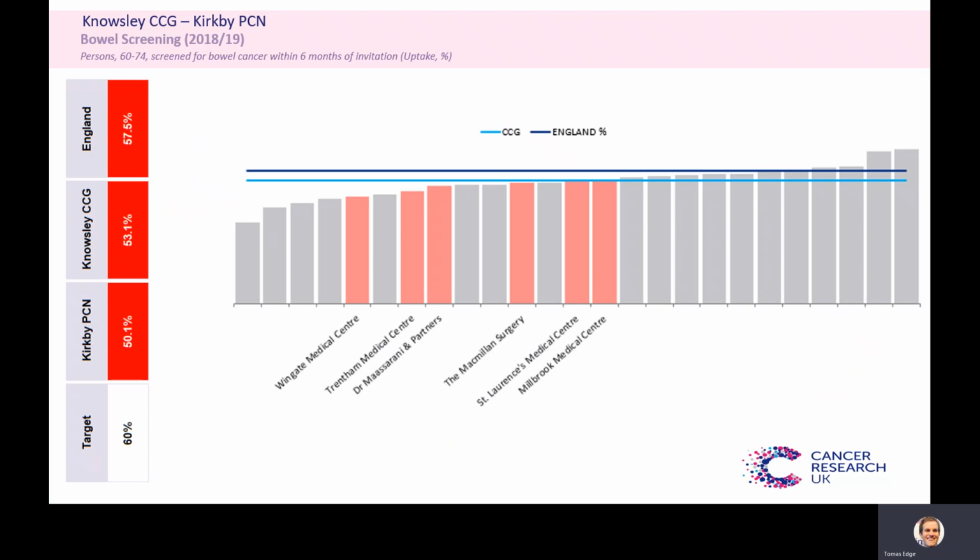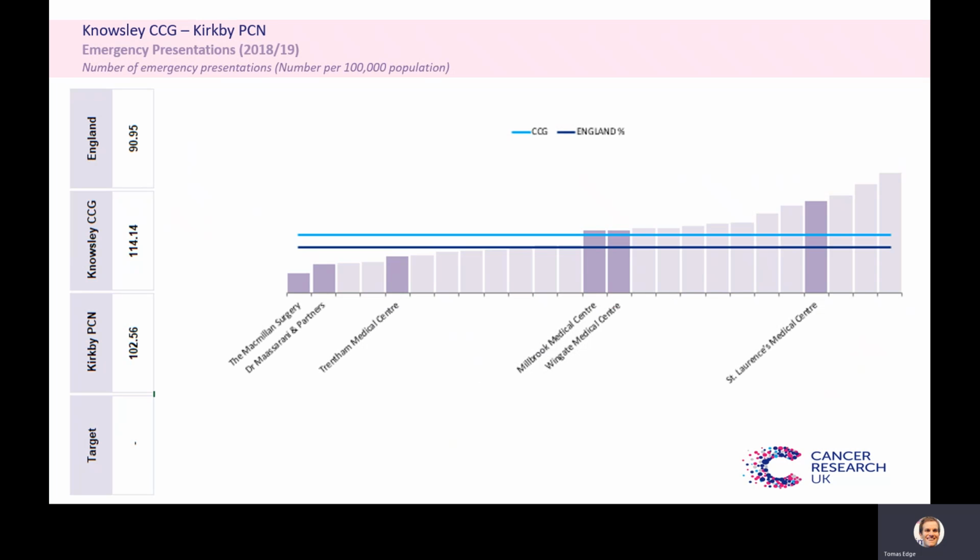We've got here Knowsley CCG, Kirkby PCN, and like we've previously seen, all the practices across Knowsley, the practices within that PCN identified, the CCG average, the England average, and then up the left-hand side, we've got those figures for the target, the PCN average, the Knowsley CCG average, and the England average. And then just another example of that is for emergency presentations, where it hasn't got the red and green for the target, but the same principle applies.